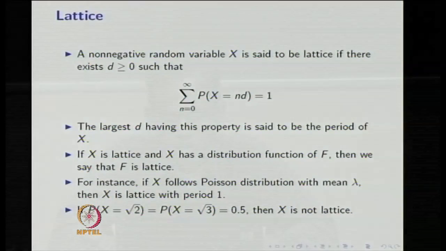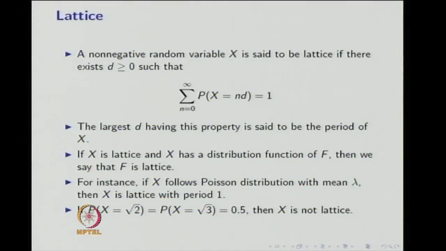Before moving into the next renewal limit theorem, we need the definition of lattice. A non-negative random variable X is said to be a lattice if there exists d greater than or equal to 0 such that the probability of X equal to n times d, for n varying from 0 to infinity, is 1. If this condition is satisfied, then we say d is called the period and the corresponding random variable is called a lattice.